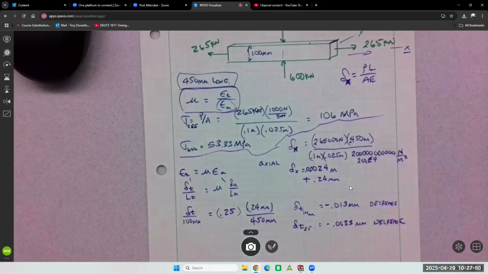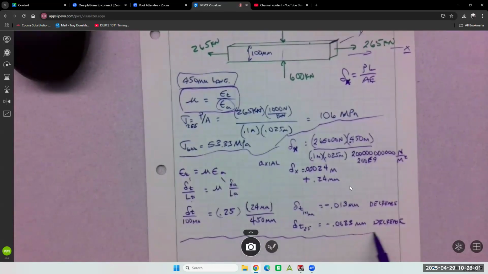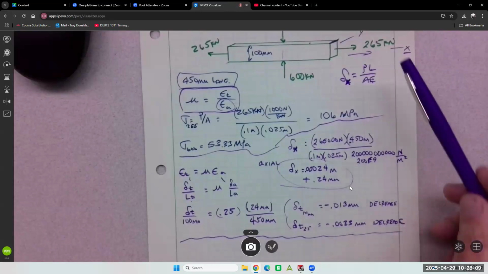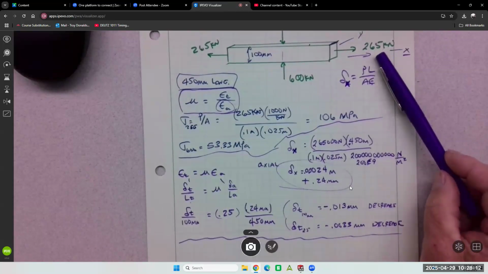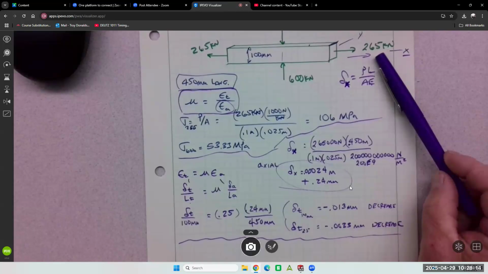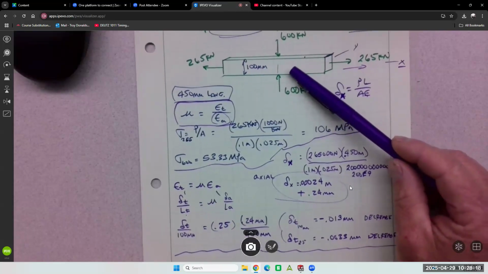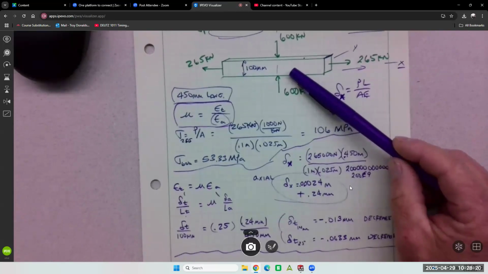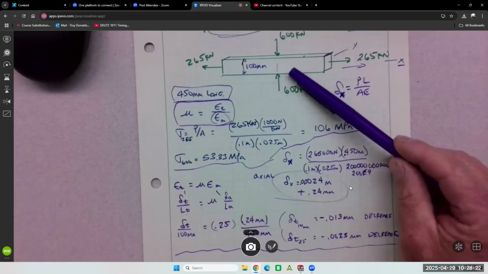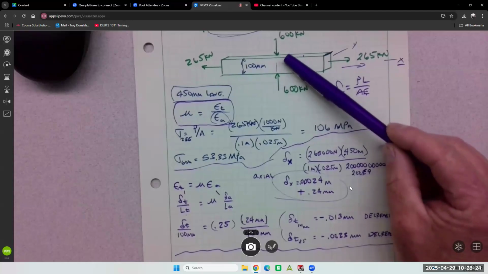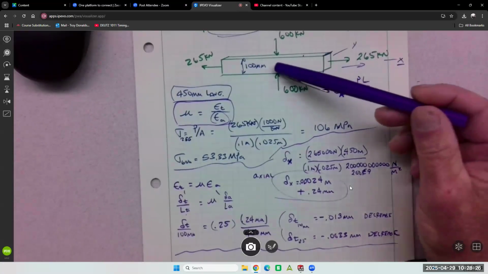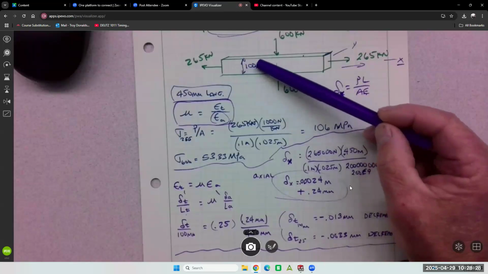But this is done now. We have the axial and we have the two transverse changes based on the 265. So now we got to do the exact same thing with the 600. Let's do the axial change first. And then we could figure out the total amount the 100 would change.